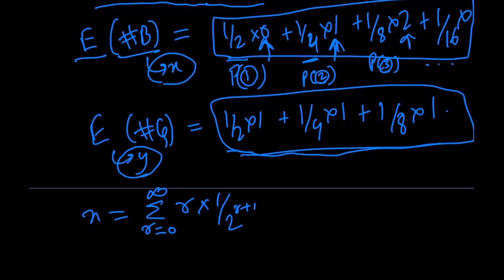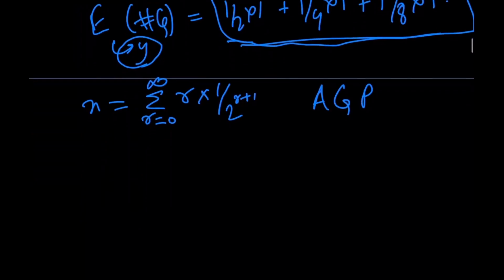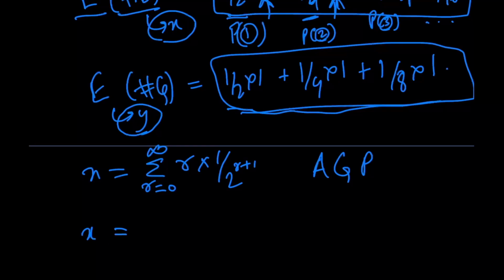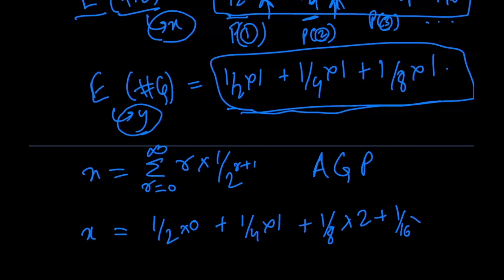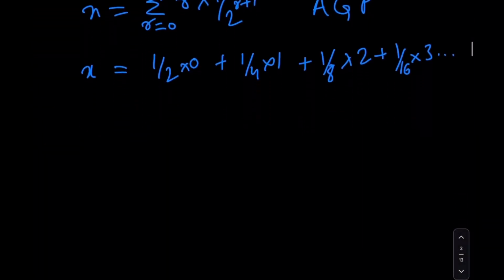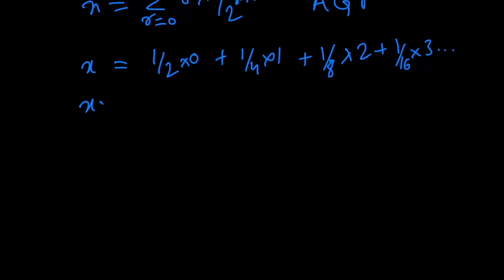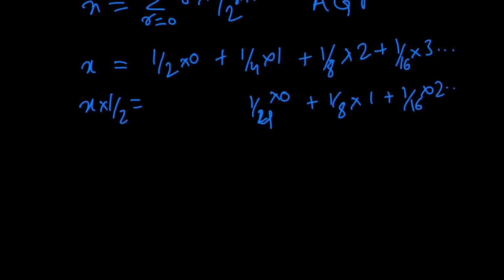x is basically an arithmetic geometric progression. The way we solve one of these is you do x. So let's first write x. X is 1 by 2 times 0, plus 1 by 4 times 1, plus 1 by 8 times 2, plus 1 by 16 times 3, dot, dot, dot. Now x into 1 by 2 gives us 1 by 4 times 0, plus 1 by 8 times 1, plus 1 by 16 times 2, dot, dot, dot.